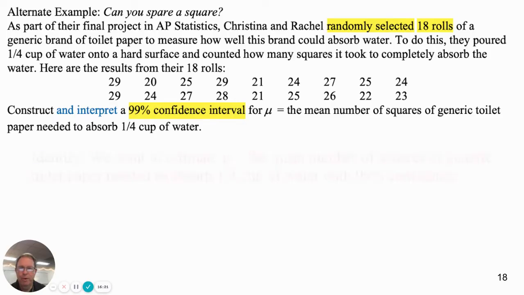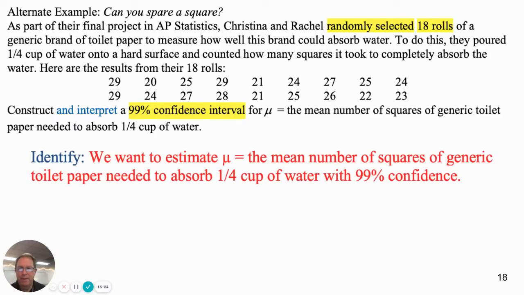Well, the first step is the identify part. In this section, we want you to define the parameter and tell us the confidence level that we're going to use. We want to estimate mu equal to the mean number of squares of generic toilet paper needed to absorb 1/4 cup of water with 95% confidence. Now, in this case, mu was defined in our problem, so it may not be necessary to define it again, but it's just good practice.